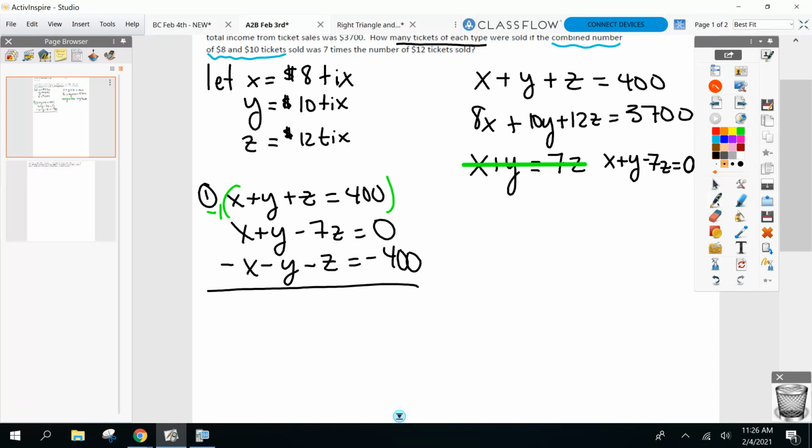All right. Hey, this may happen. Not all the time, but it may happen. Take a look. I knocked out the X's and I knocked out the Y's. That doesn't happen every day. So -8Z equals -400. You guys can figure out Z from here.